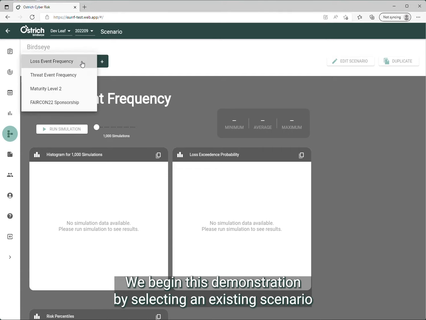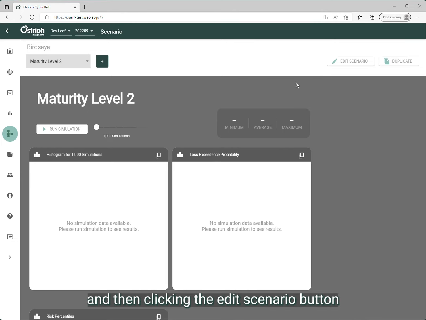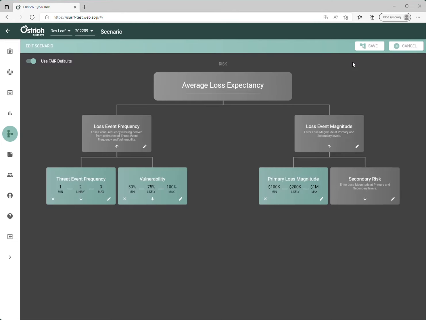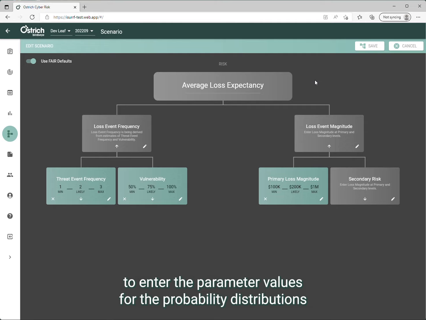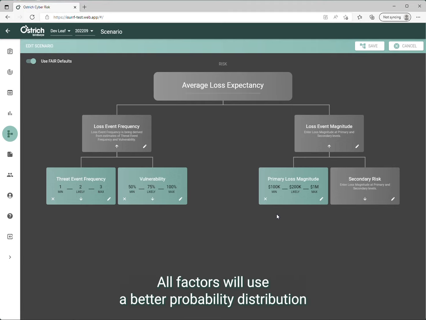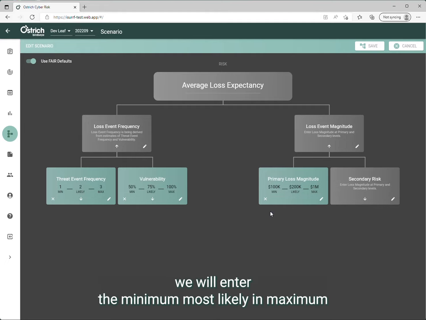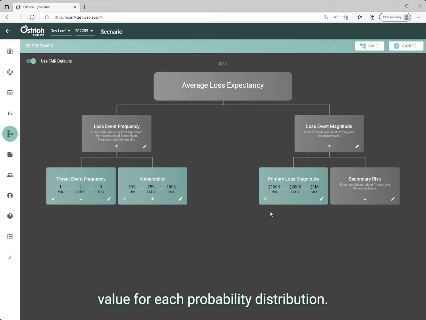We begin this demonstration by selecting an existing scenario and then clicking the Edit Scenario button to enter the parameter values for the probability distributions for all risk factors associated with this hypothetical scenario. All factors will use a beta-PERT probability distribution with a lambda value of 4. We will enter the minimum, most likely, and maximum value for each probability distribution.